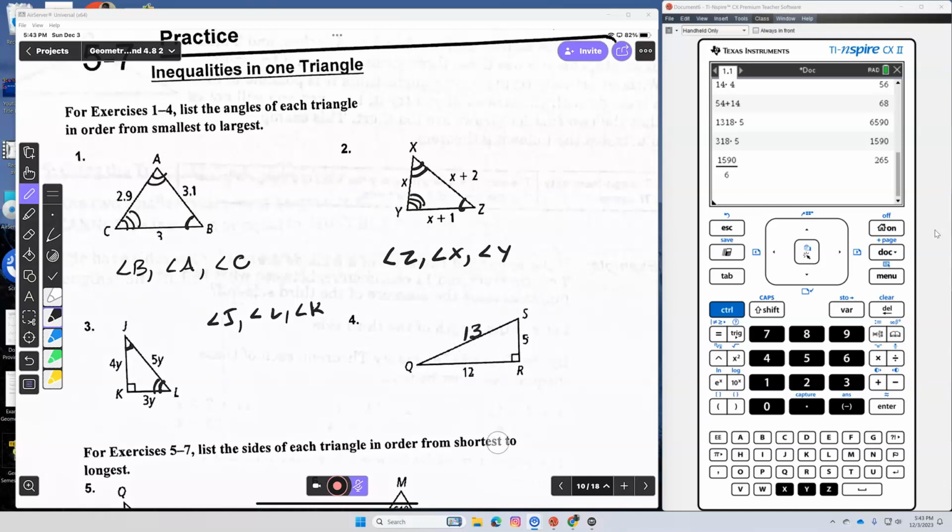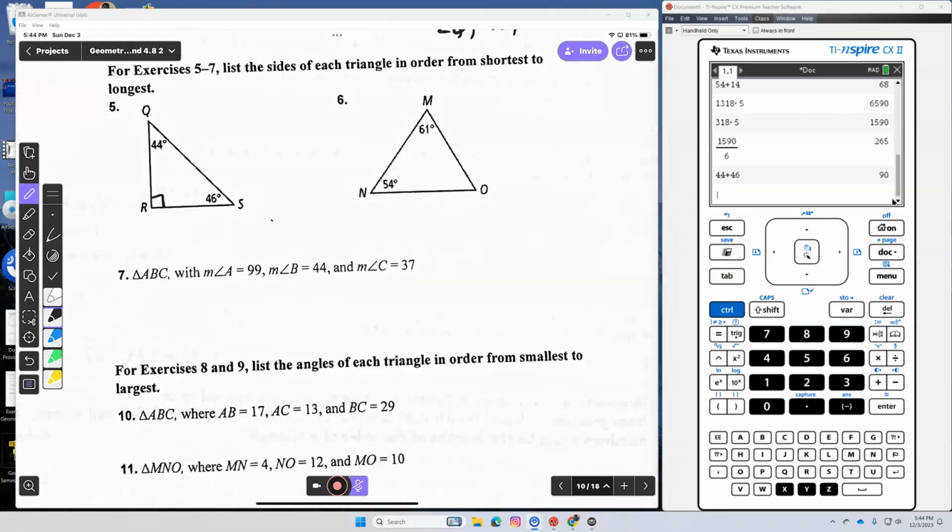So the longest side is 13, so the largest angle is 90. The next largest angle is S, and then the smallest angle is Q. So it's angle Q, angle S, and then angle R. So I was able to list all of them from smallest angle to largest angle.